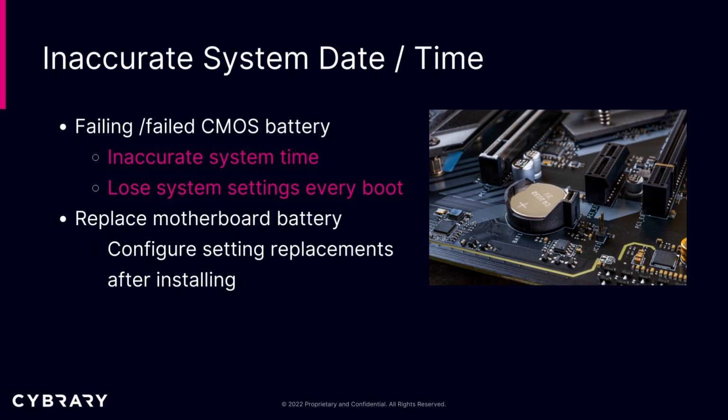Inaccurate system date and time. A lot of times, over a period of time, our computers may lose the ability to keep the time correct. Sometimes it's not just the time; it could be other computer settings as well. It will lose that information over a period of time, and you have to keep resetting it every time you use the computer. Generally, you'll find that it's a failing or failed CMOS battery, or the motherboard battery. It will cause the inaccurate system time and you'll lose system settings on every boot.